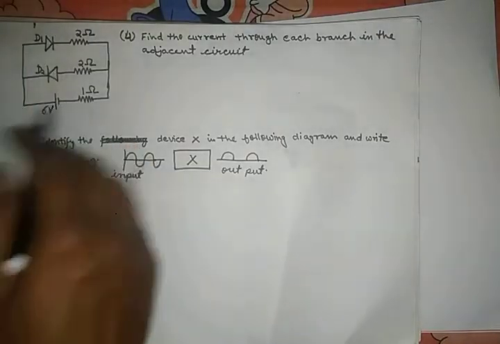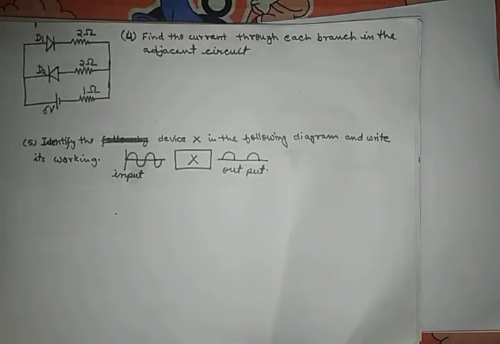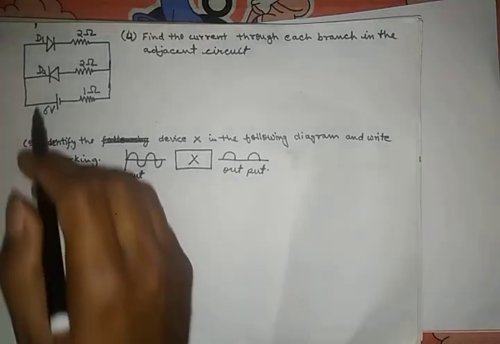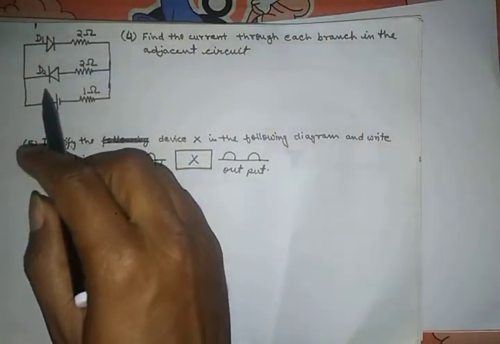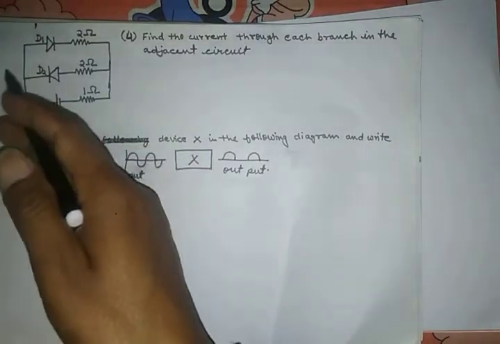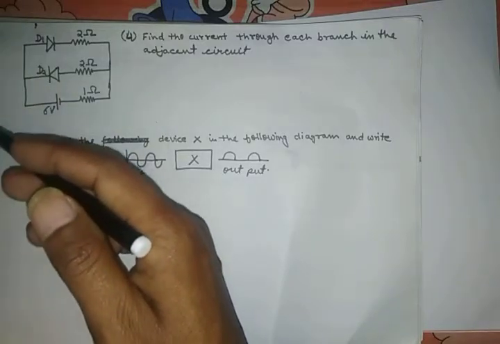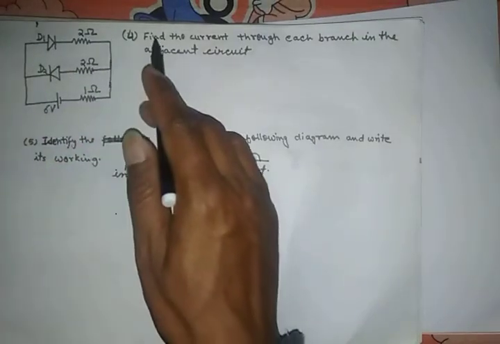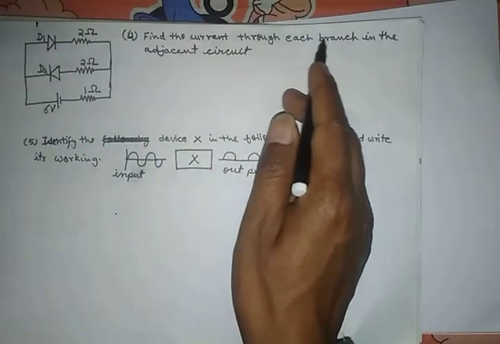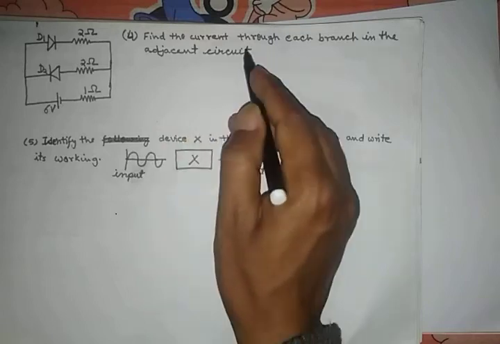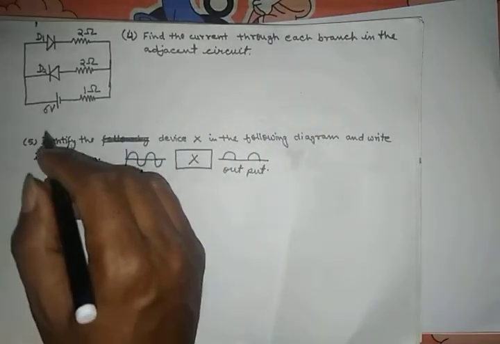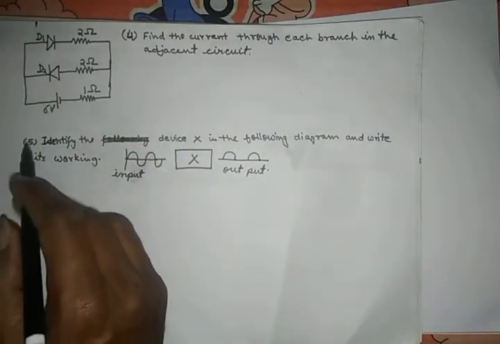Okay, now there is a circuit. We haven't seen such kind of circuit in the entire discussion of semiconductor chapter, but here we have something. So many students can think about drawing of their characteristic curves, but it is not that. Find the current through each branch in the adjacent circuit. So each branch means here, here, and here.